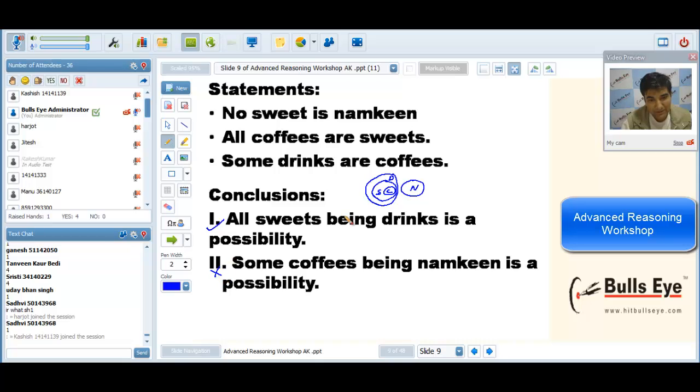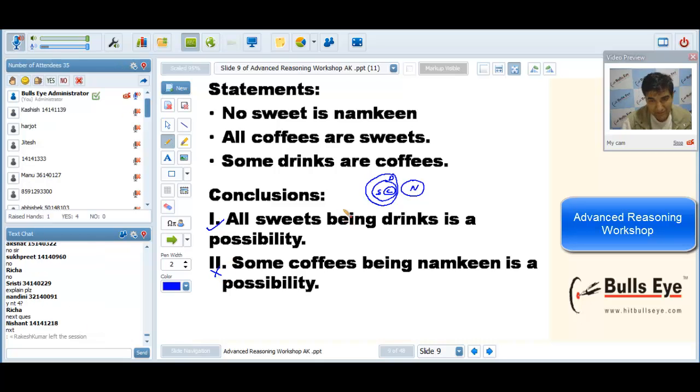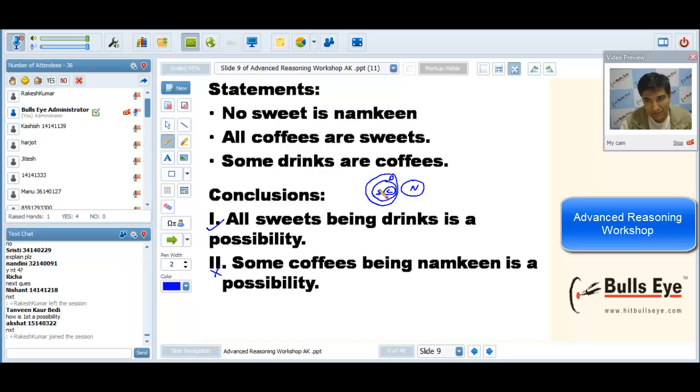Any problem with anybody? Okay, I'll explain this. It says no sweet is namkeen, we drawn it. All coffees are sweet, we drawn it. Some drinks are coffees. So I've drawn a bigger circle for drinks here. Now, keeping this in mind, all sweets being drinks is a possibility. I've drawn this possibility. And some coffees being namkeen is a possibility cannot be true because no sweet is namkeen and all coffees are part of sweet. So they cannot be namkeen.